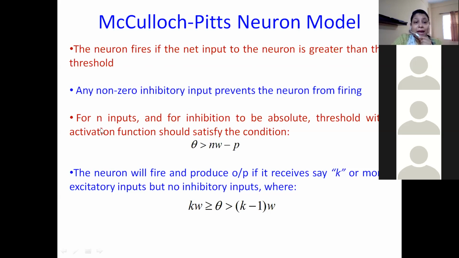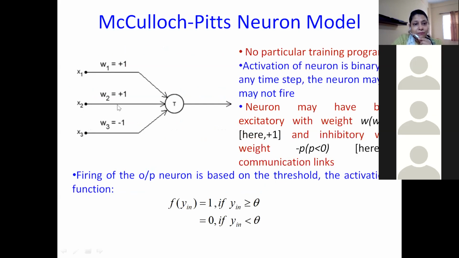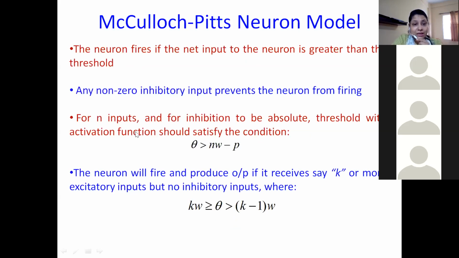Fine. Suppose we have n inputs, and for inhibition to be absolute, we have inhibitory inputs along with some excitatory inputs, like we have here. That means we have positive weight values as well as negative weight values. So we have excitatory weights, and we will have inhibitory weights as well.